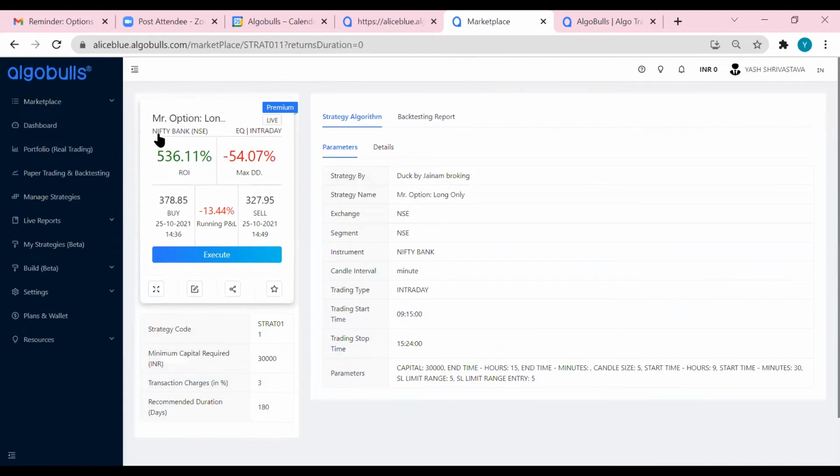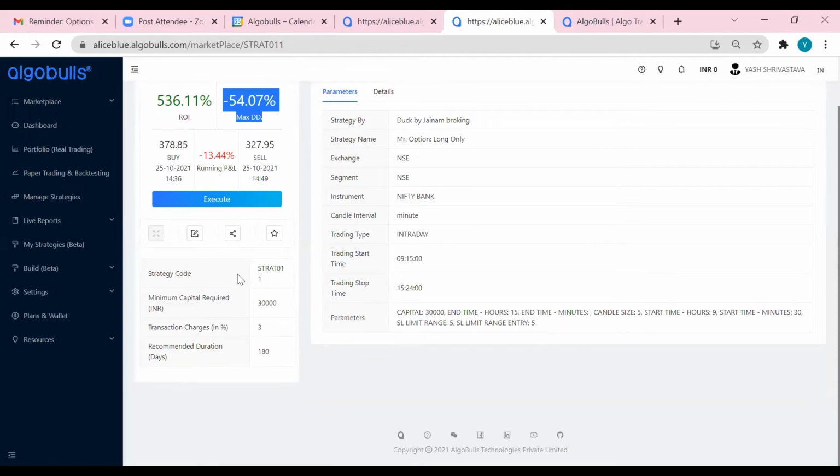As you could see, this strategy has been giving returns of 536.11 percent ROI since the day it started, and this is the ROI since inception. The maximum drawdown the strategy faced was -54 over the same period of 365 days since the strategy started. You can also see the last buy call and the last sell call given by the strategy, which you could see today's date around 336 and 49.